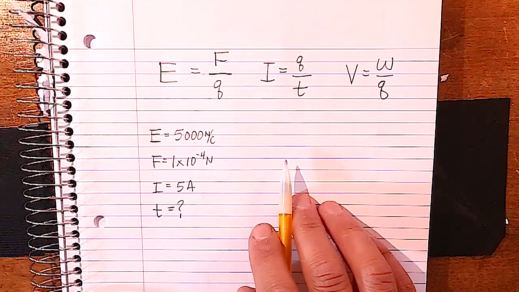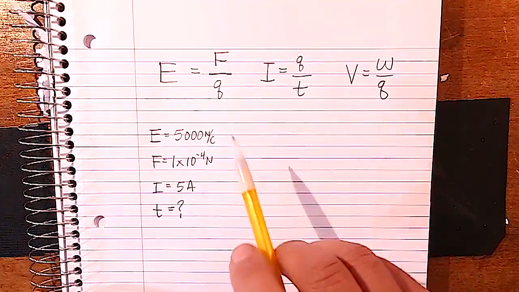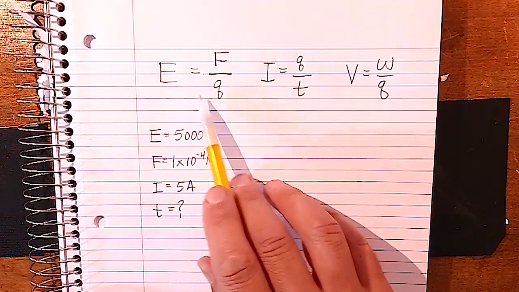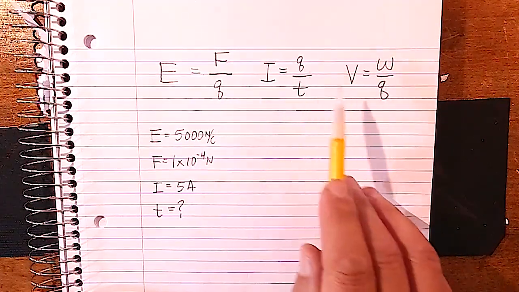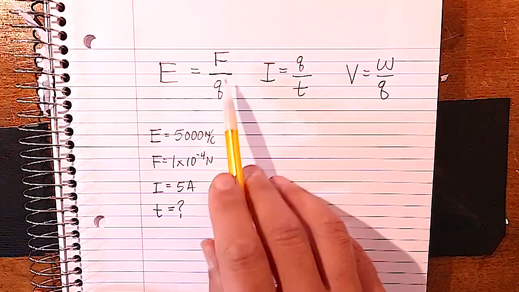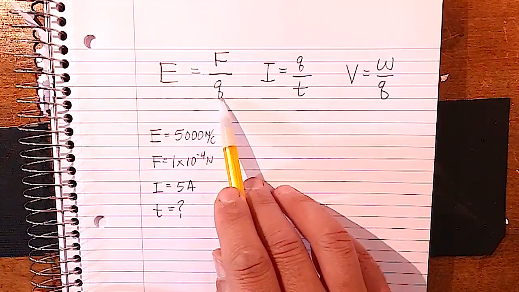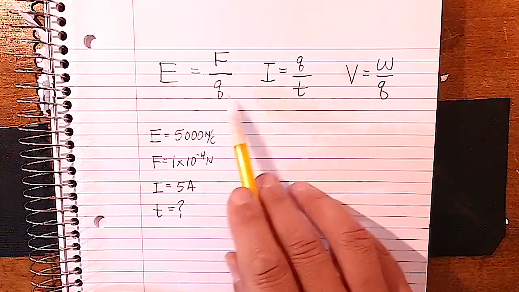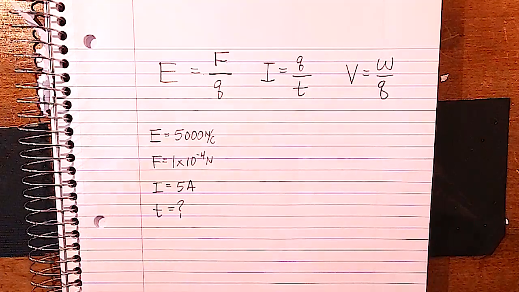So what happens if they start to combine these? Well, something to pay attention to is that each of these formulas have something in common. They each have charge Q. So we could be asked to solve for Q in this part and then use Q in this formula, or solve for Q here and use it in this formula. I'll show you an example of this.